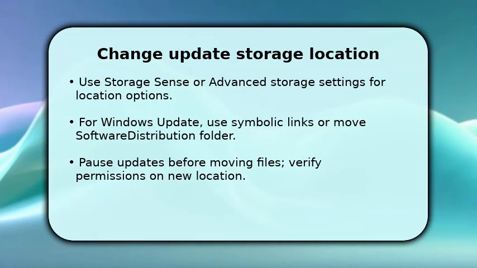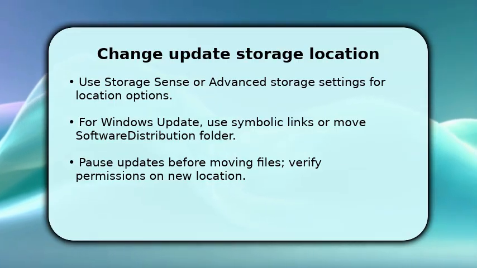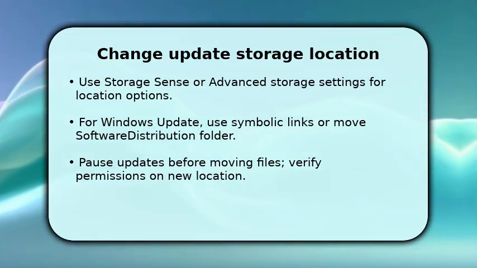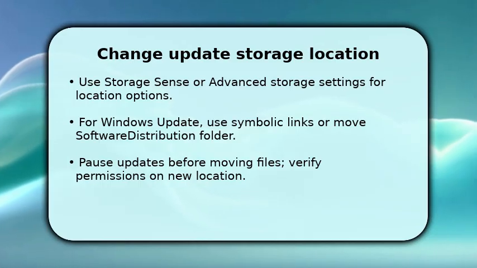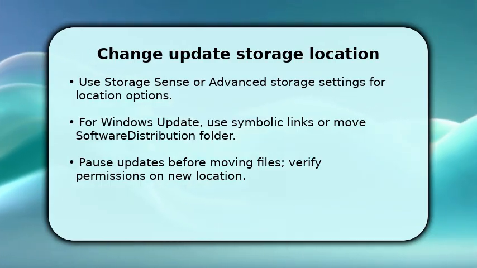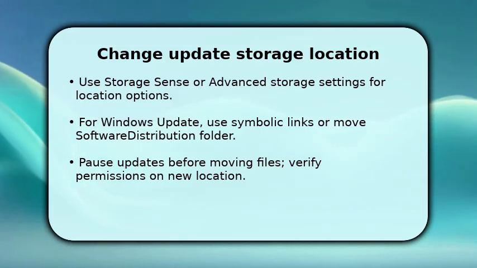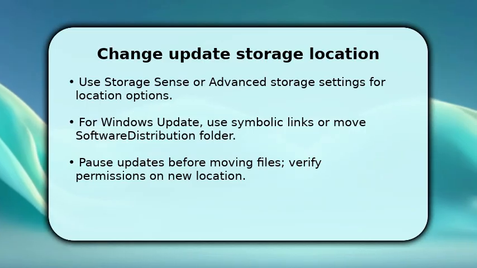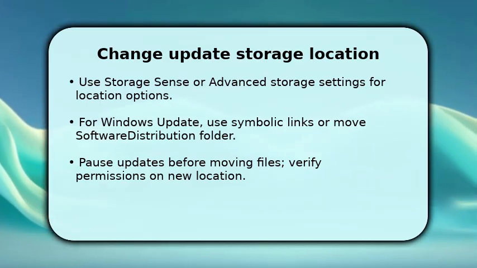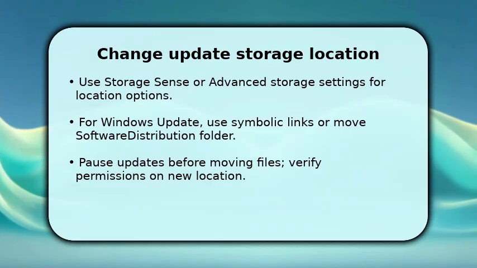Pause Windows Update in Settings, Update and Security, to prevent file locks. Then stop the Windows Update service using Services or an elevated PowerShell command. Move or rename /Windows/SoftwareDistribution to the new drive folder, preserving permissions. Alternatively, create a symbolic link with mklink /j to point the old path to the new location. Restart the update service, then resume updates.